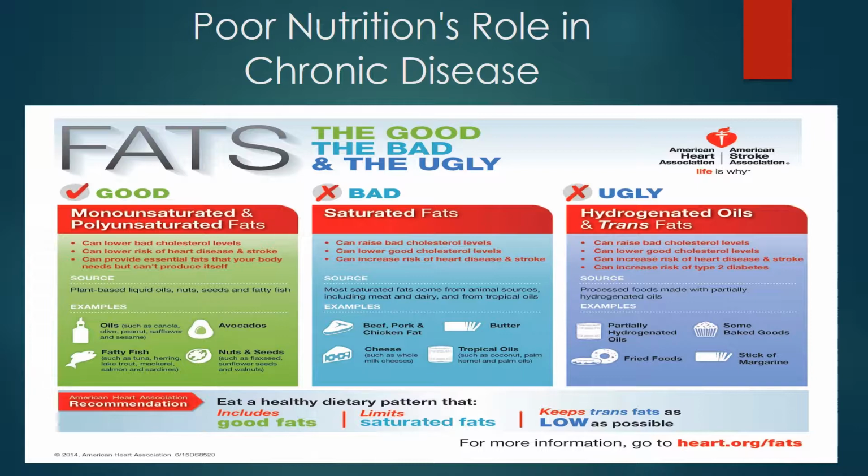Lastly is the ugly fats, which contain hydrogenated oil and trans fats. These can work just like saturated fats, raising the LDL levels and lowering HDL, increasing risk for heart attack and stroke, as well as type 2 diabetes. They are found in baked goods, fried foods, and margarine.